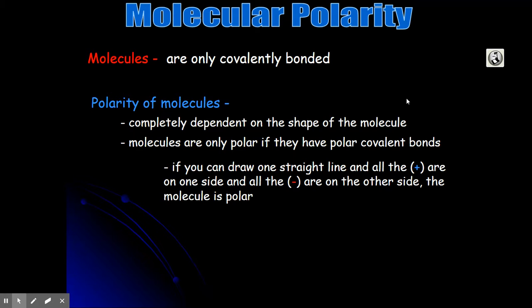So what that means is if you have a positive side of the molecule and a negative side of the molecule, you're going to have a polar molecule. Think of poles, like the North Pole and the South Pole. Those are opposite things. All right, so a polar molecule is going to have opposite things. It's going to have a polar side to it, a non-polar side to it. And if we can draw a line to isolate that, then we have a polar molecule.